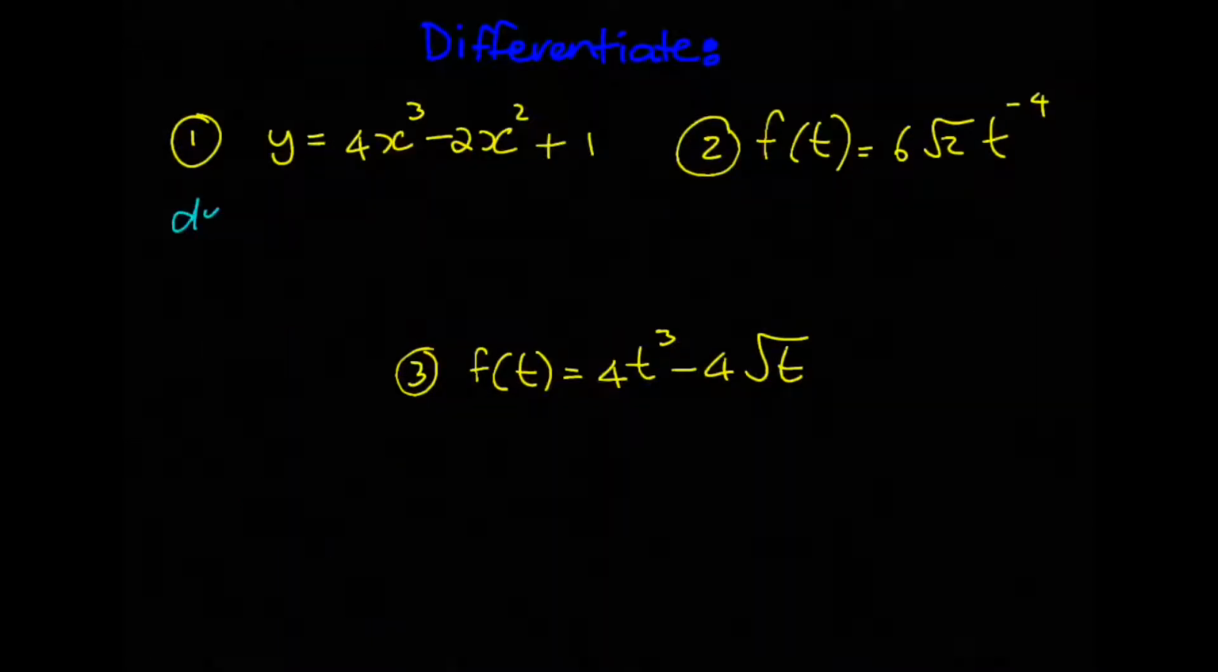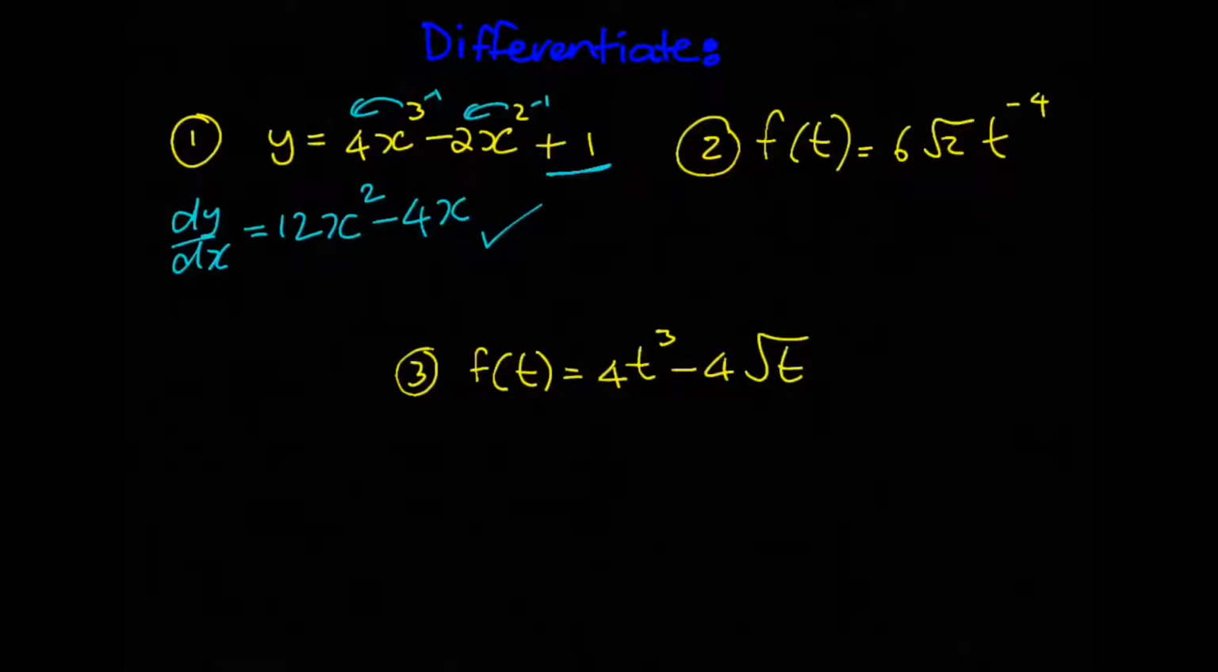Dy on dx is equal to, bring this down to multiply, so 4 3s are 12. X, now you've got to the power of 3, so you're left with 3 minus 1, which is 2. Then this comes down to multiply, so you've got negative 2 2s are 4, and you're left with 2 minus 1, which is x to the 1, which is simply x, and then that differentiates to 0. So this is your answer.